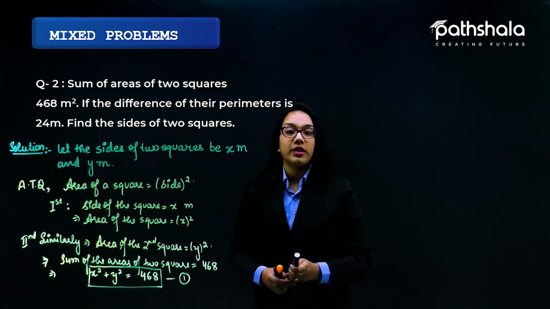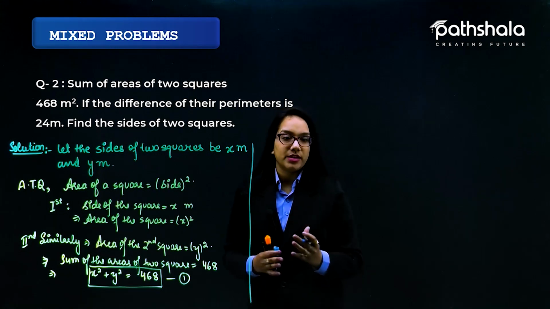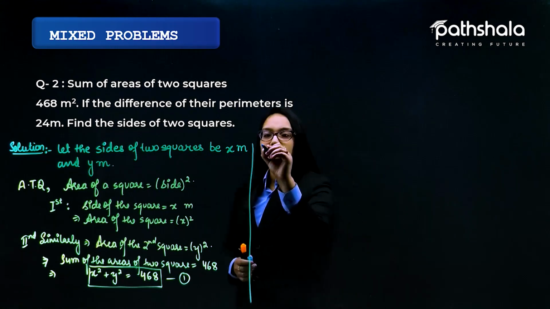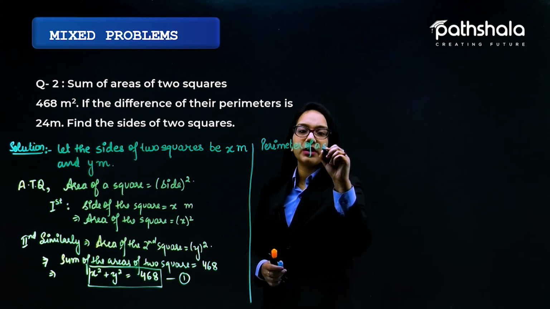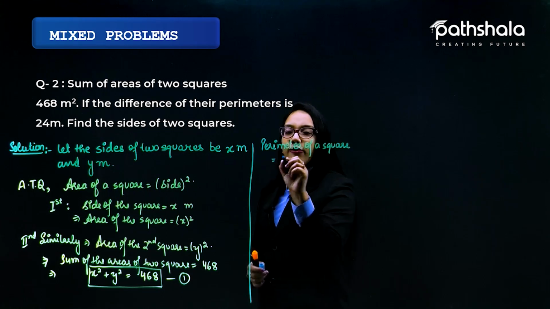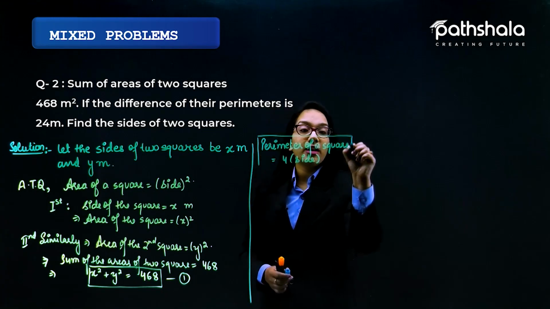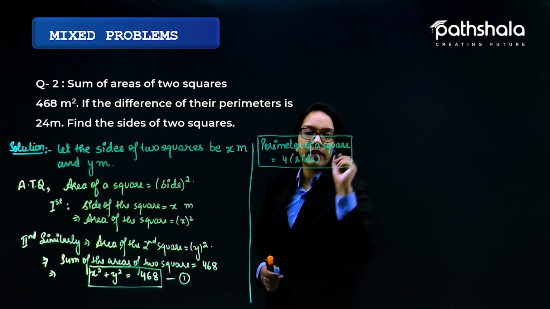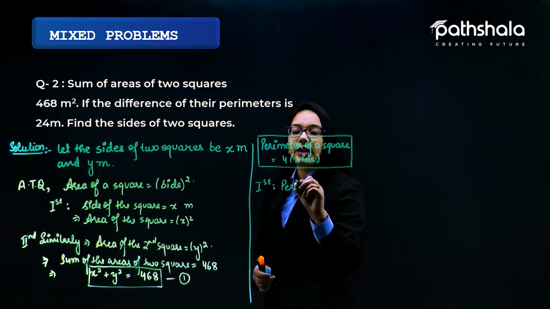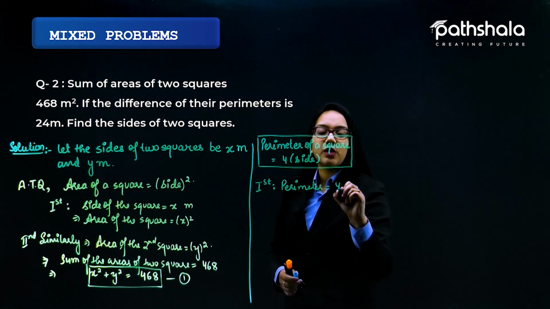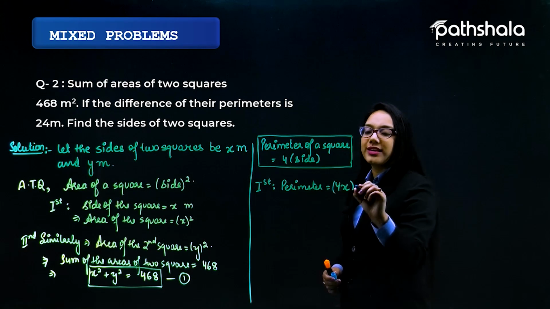Now let's move on further and talk about the second condition. It is given to us that the difference between their perimeters. So let's talk about the perimeter. As we know, the perimeter of a square is 4 into side. This is the formula for the perimeter of a square. So the perimeter of the very first square should be 4 into x meters.